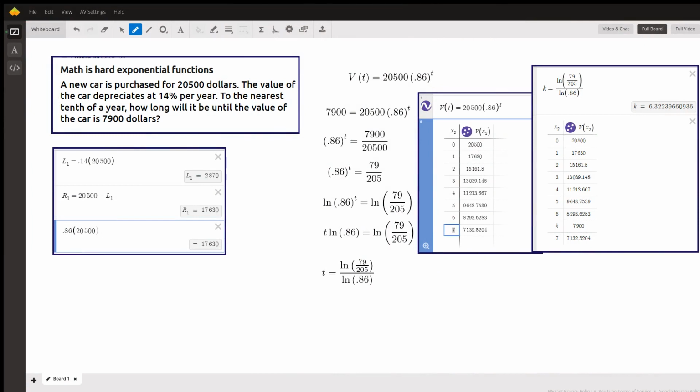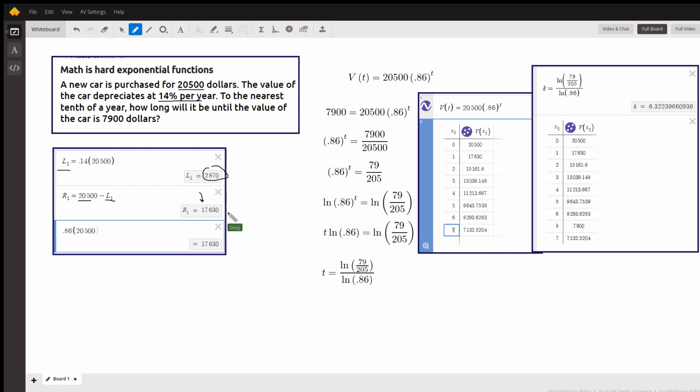Okay, for just a second, let's talk about what it means for a car to depreciate 14% per year. So the car starts with a value of $20,500. If we lose 14%, we've got to find out what 14% of $20,500 is, and it looks like it's $2,870. So if we subtract that from what we started with, 20,500 minus 2,870, that's what remains after 1 year.